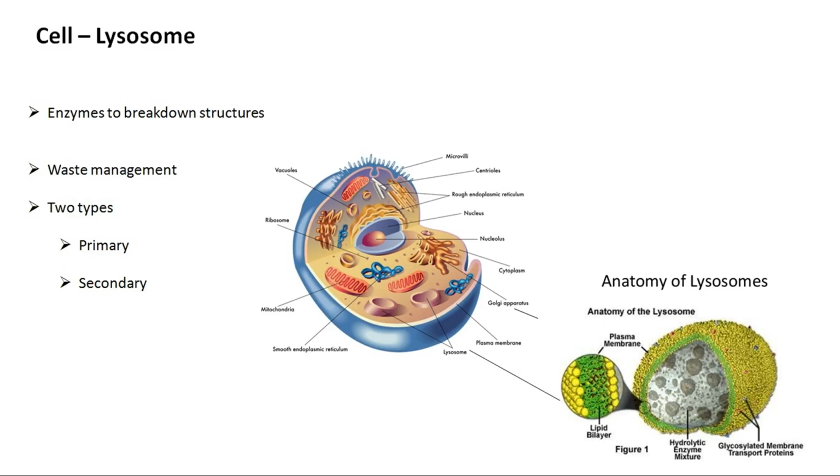There are two types of lysosomes, primary and secondary. The primary lysosomes are formed from Golgi apparatus and they merge with the vesicles to form the secondary lysosome, which has the required enzymes to break down the structures.